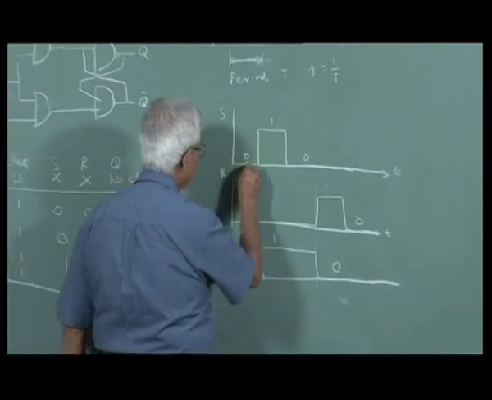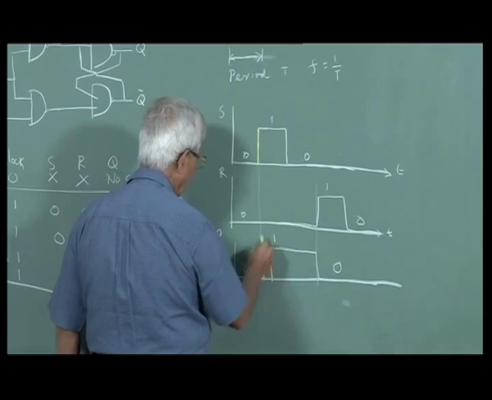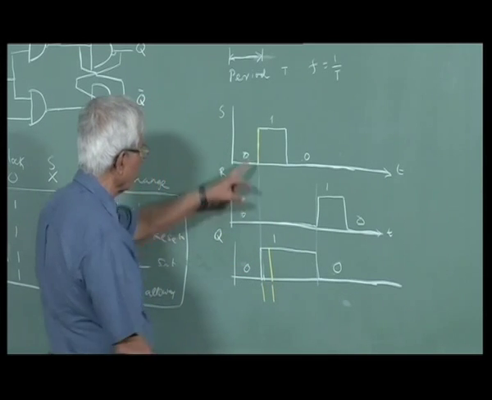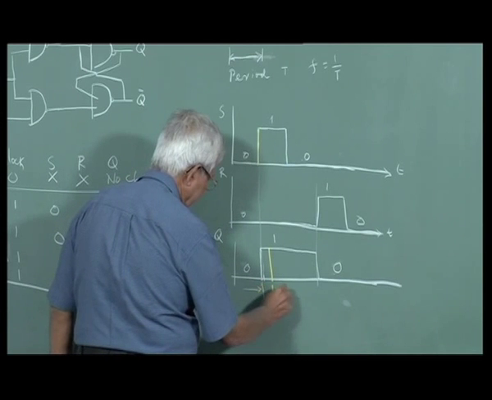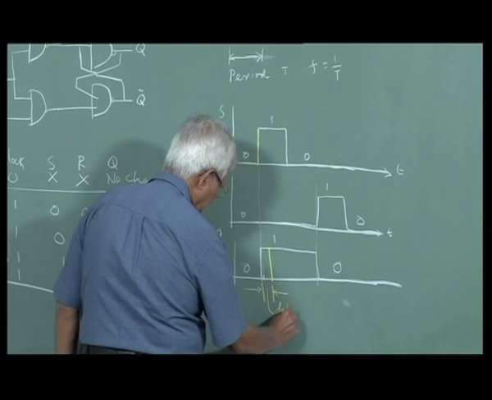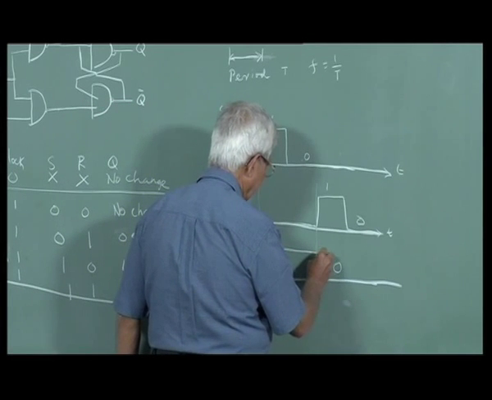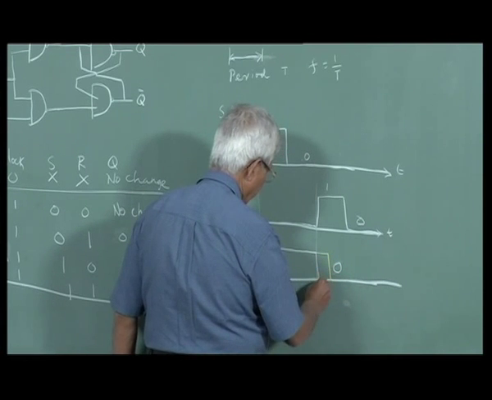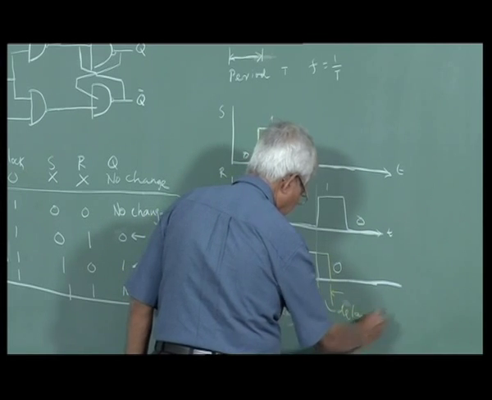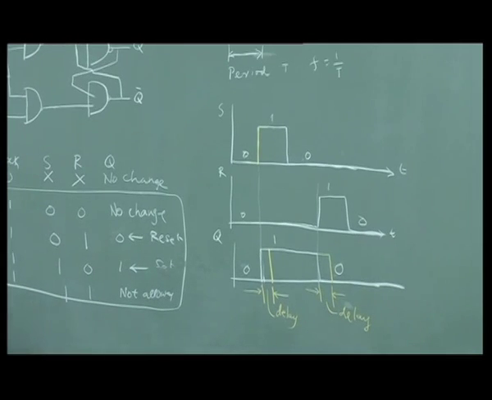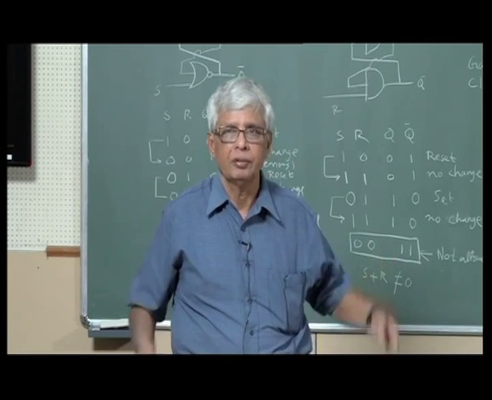After some time when the input changes from 0 to 1, at this point only it changes. So there is a small amount of delay between the time S becomes 1 and Q becomes 1. This is the delay of the flip-flop or the latch. Similarly, when R becomes 1, Q doesn't become 0 immediately. It takes a while. This is again the same delay of the circuit. This is in the practical circuits. That will tell you how fast you can work with the circuit. If the delay is very large, you cannot apply the frequency very high. If the delay is very small, you can apply a very fast frequency.